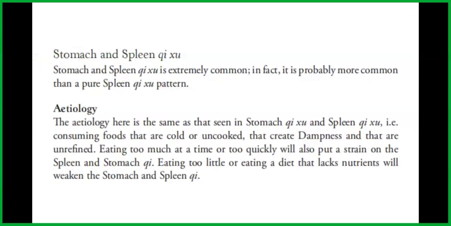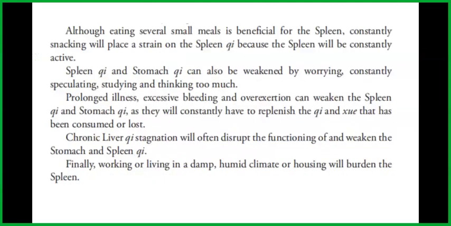The etiology here is the same as that seen in stomach Qi deficiency and spleen Qi deficiency, that is, consuming foods that are cold or uncooked, that create dampness, and that are unrefined. Eating too much at a time or too quickly will also put a strain on the spleen and stomach Qi. Eating too little or eating a diet that lacks nutrients will weaken the stomach and spleen Qi. Although eating several small meals is beneficial for the spleen, constantly snacking will place a strain on the spleen Qi because the spleen will constantly be active.